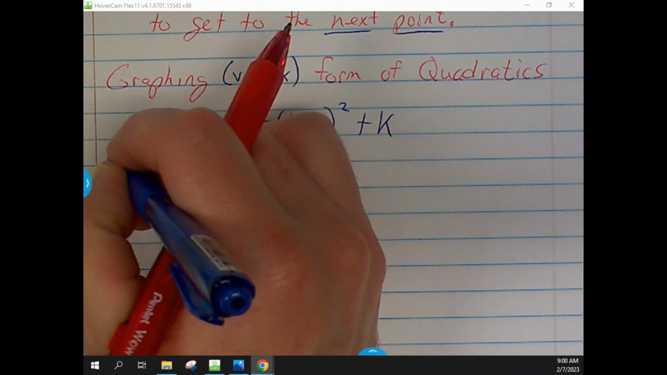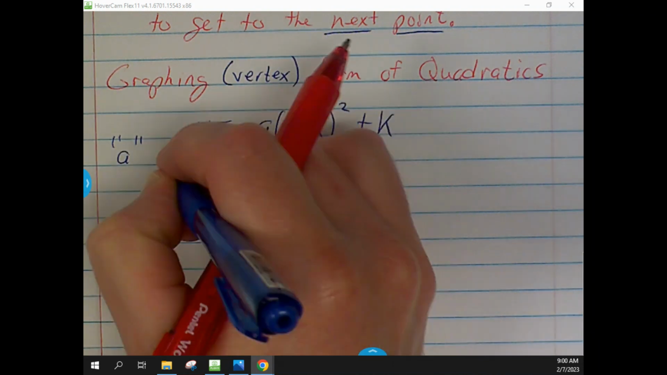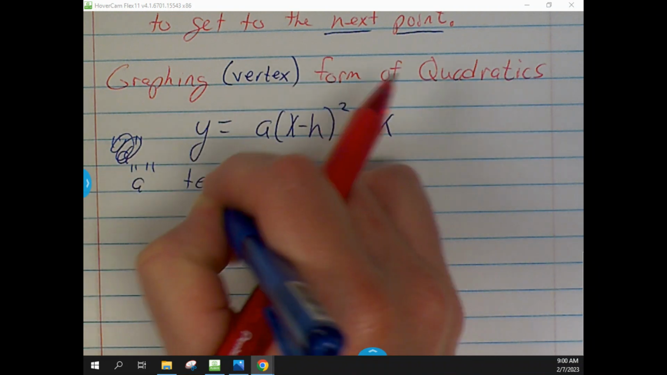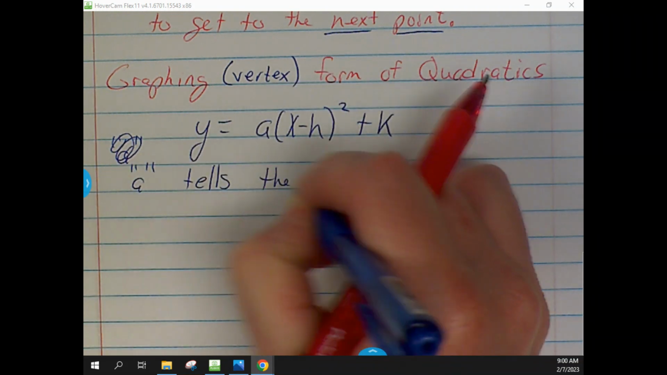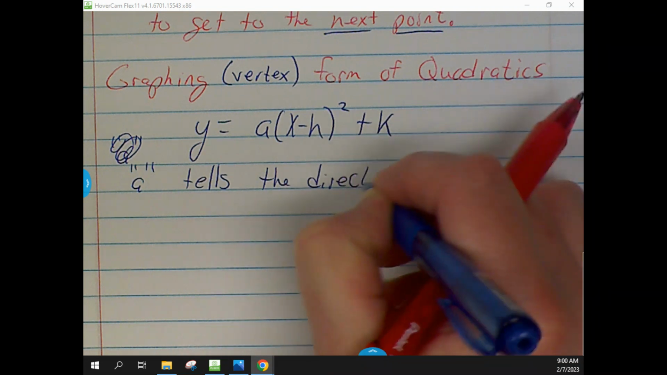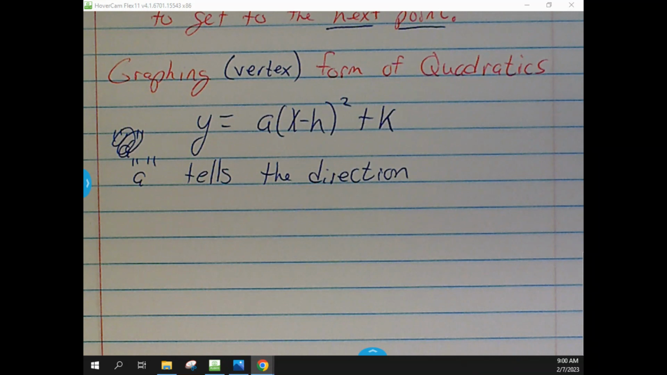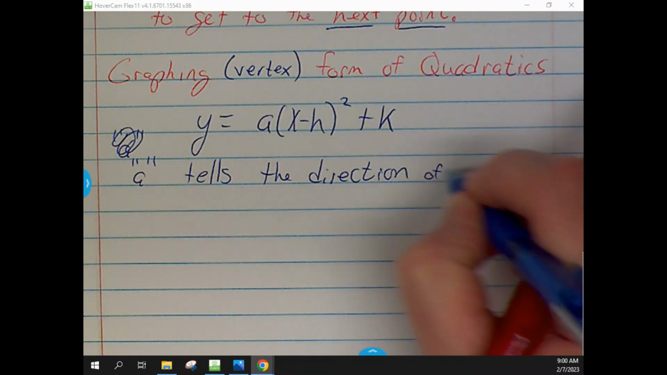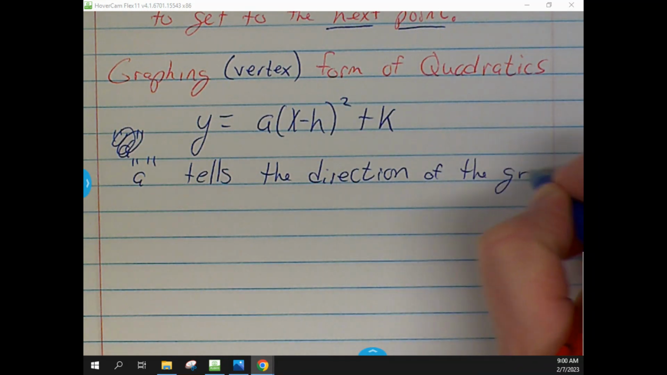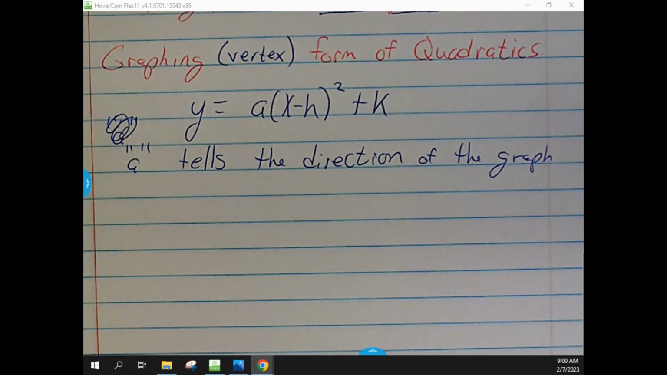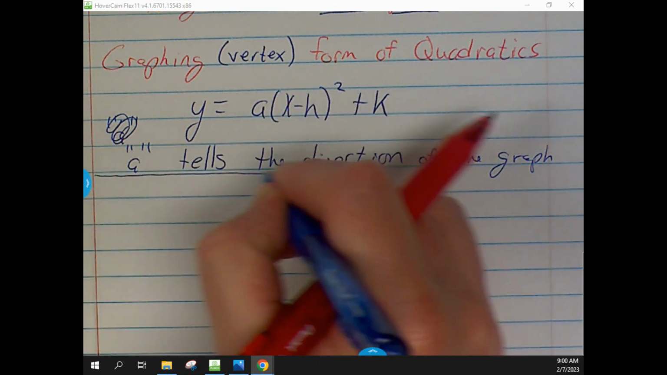The a value tells the direction of the graph. And again, this is where we're kind of going back and borrowing some stuff that we had from the last chapter, and this is where we dig into it a little bit more. That basically is this.